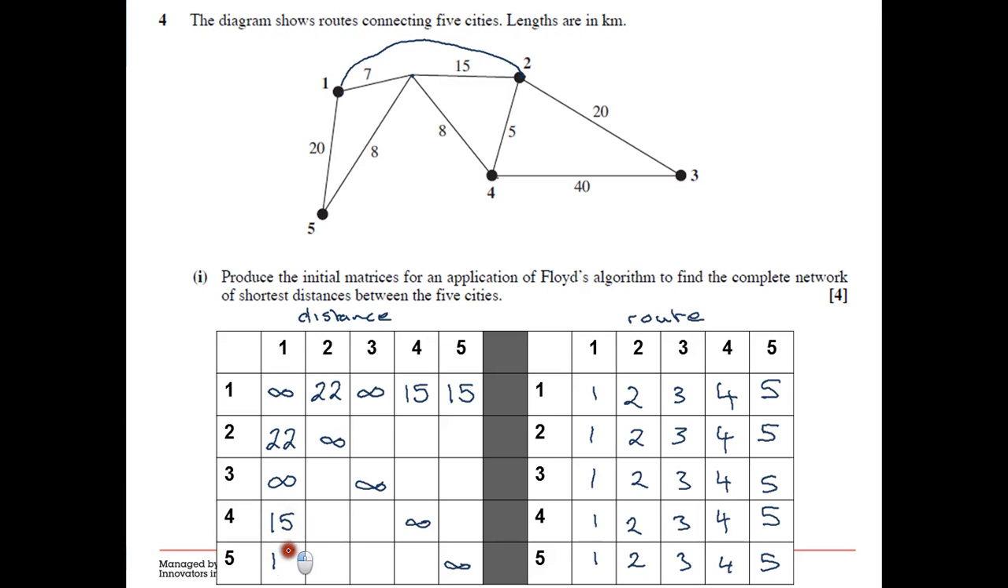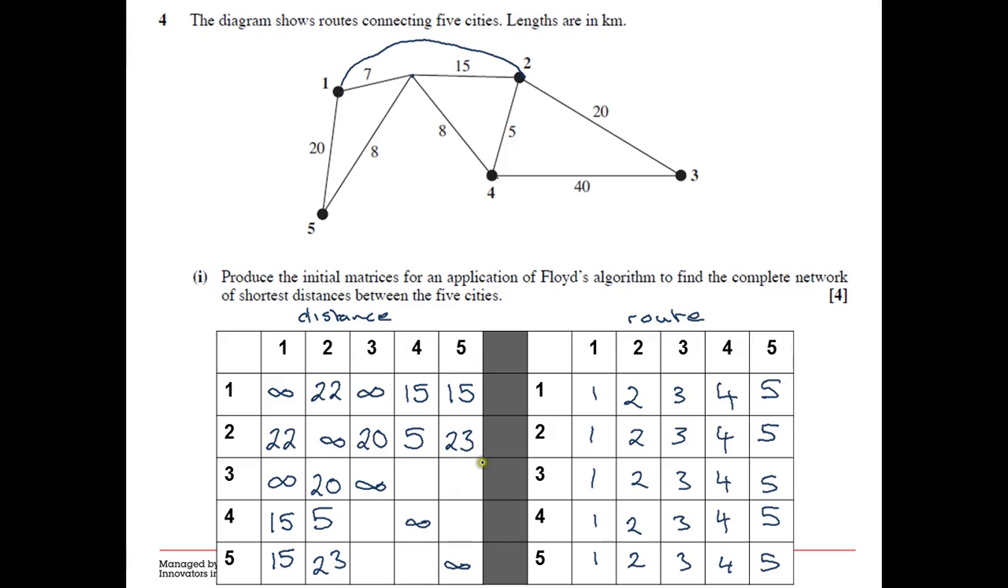So we can save ourselves a little bit of time by realizing that and just filling in column 1 as well, and then move to vertex 2. So 2 to 3 is a direct route of 20. 2 to 4 is a direct route of 5. And 2 to 5 is also a direct route, which is 15 plus 8, which is 23. And again, I'm just going to fill in the column to make it symmetric.